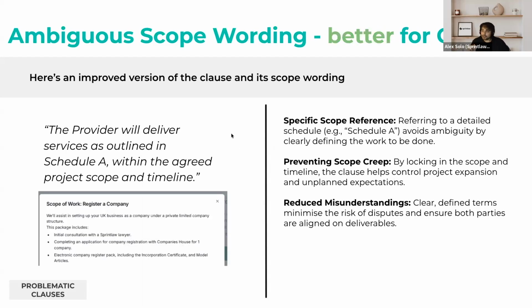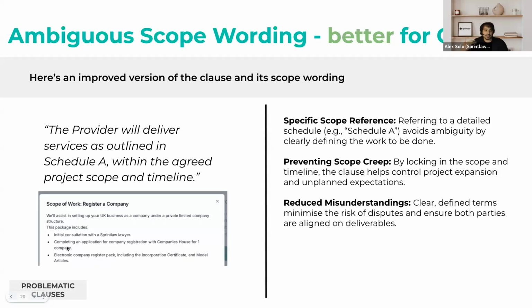So much better is to be more specific. And this is where schedules can come in. The provider will deliver the services outlined in Schedule A within the agreed project scope and timeline. So we have, for example, an example scope that Sprintlaw might provide for a company registration service where it's quite clear what is included in the fixed fee scope. You'll be paying an amount and you'll get a consultation.